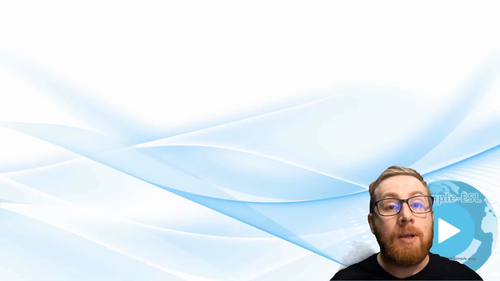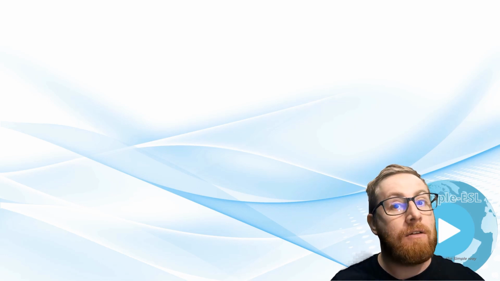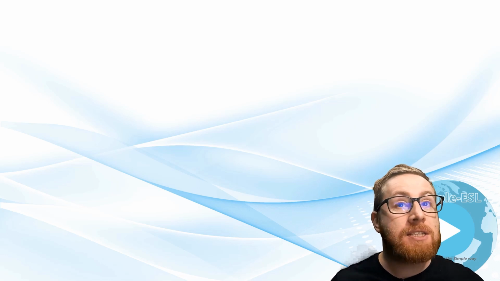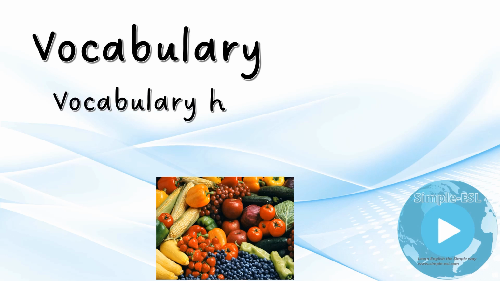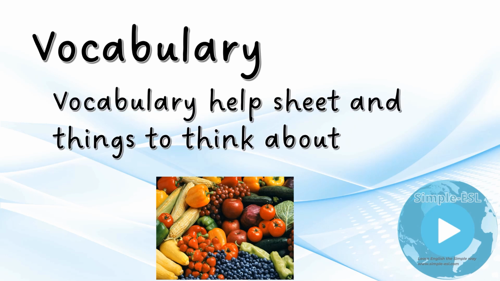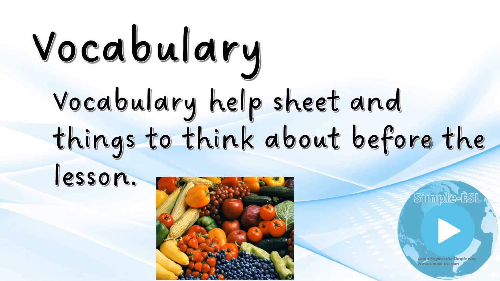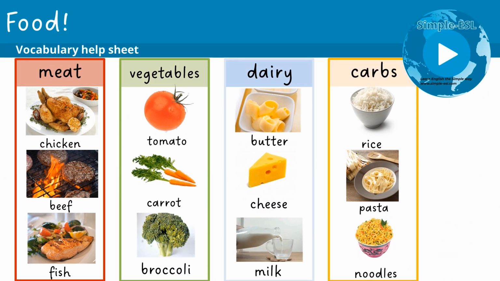So welcome to Lecture 3. This is vocabulary and things to think about before the lesson for food. So first things, let's take a look at vocabulary. As I said, these are things to think about before the lesson. If you would like the vocabulary help sheet, it is available on this lecture. So it'll be available in the items. Let's take a look. So we have 4 different categories for food that we're going to look at.